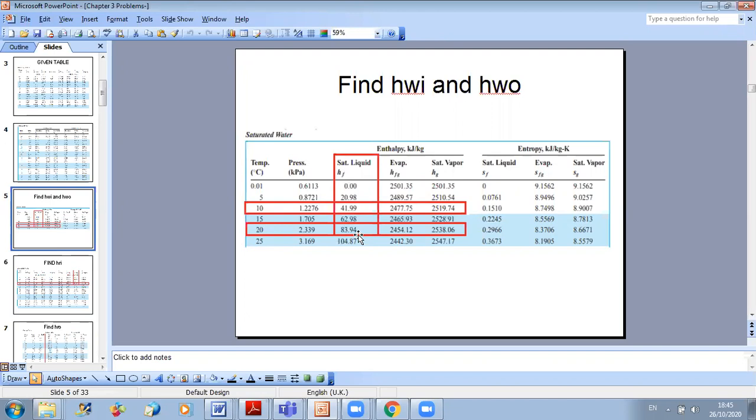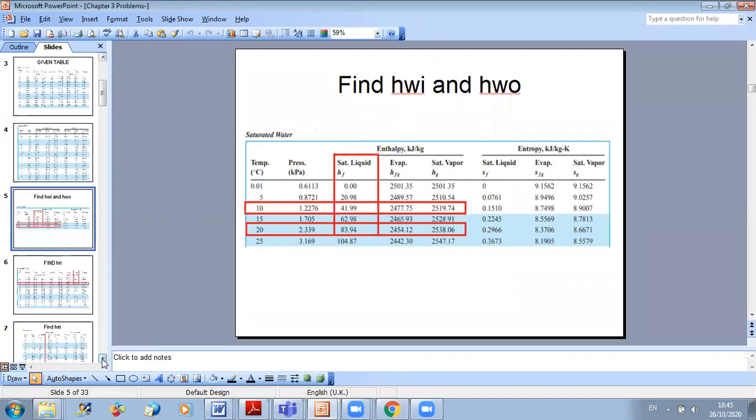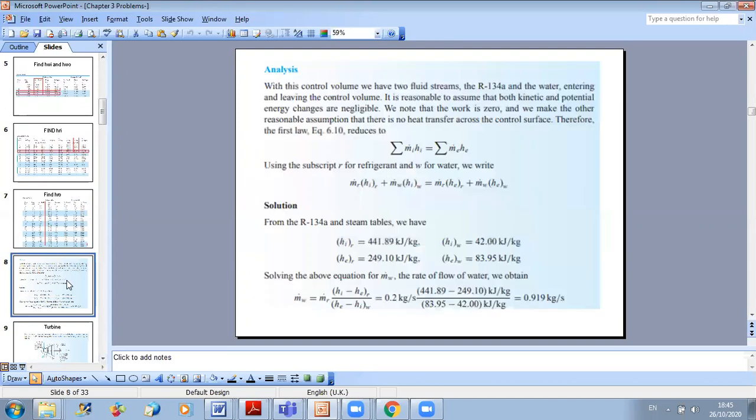Now I have all enthalpies of the four states. So all I have to do now is to go back to my first law of thermodynamics and replace back the different enthalpies. Then my only unknown will be the mass flow rate of water, which I can calculate.